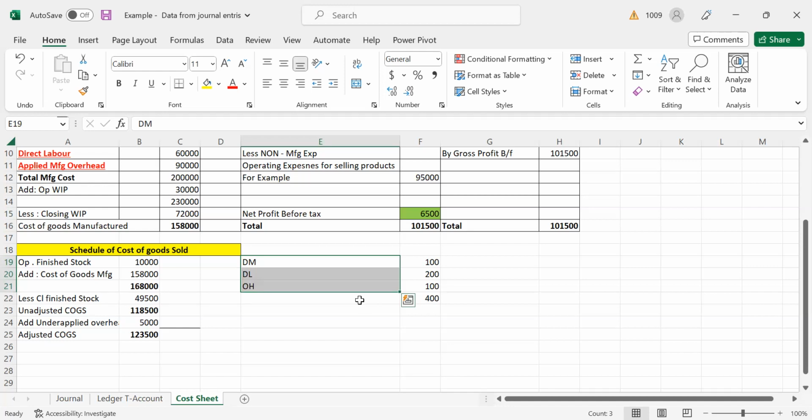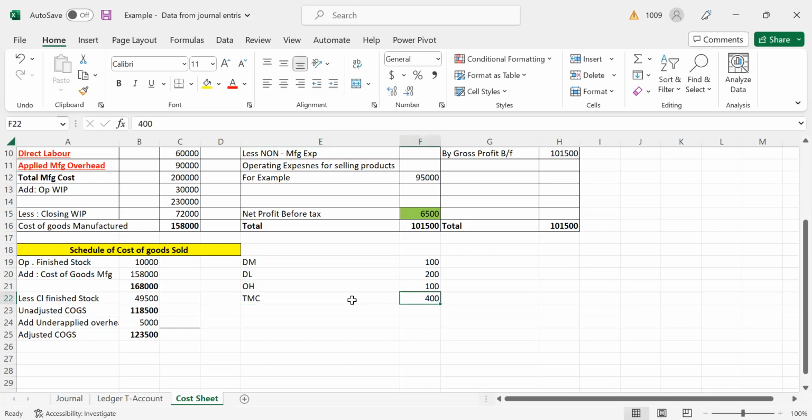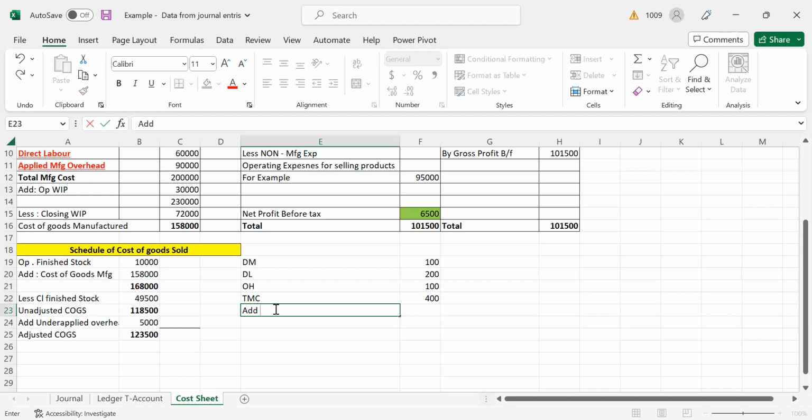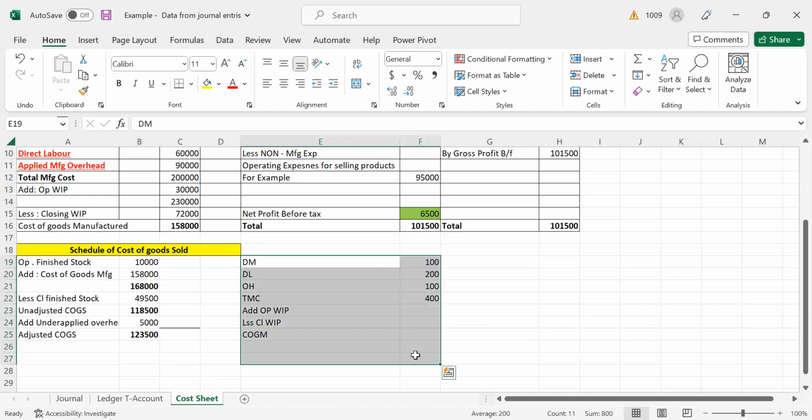So we will have total manufacturing cost. Total manufacturing cost we will find here. What we will do, we will add the opening work in progress, and less the closing work in progress, and we will find the cost of goods manufactured. So one thing that will be calculated. Same thing that we are doing here, right?